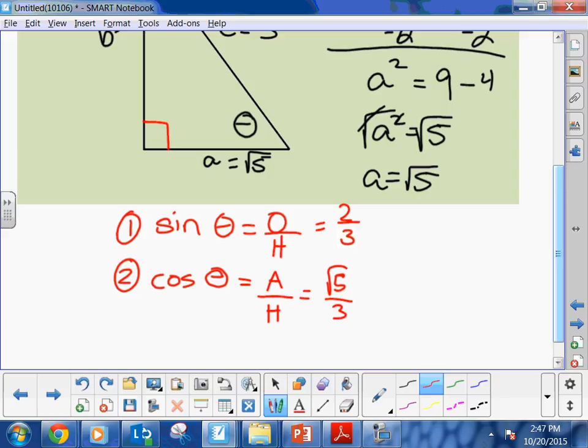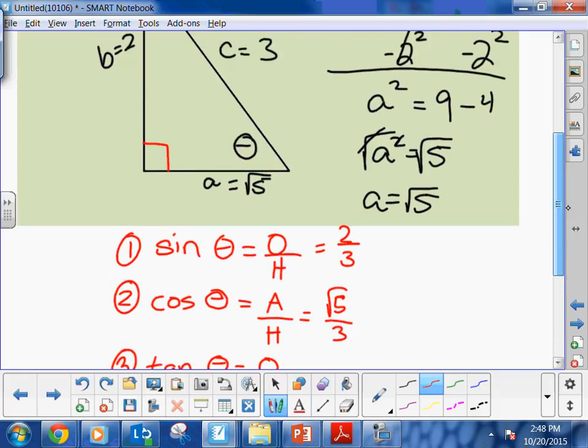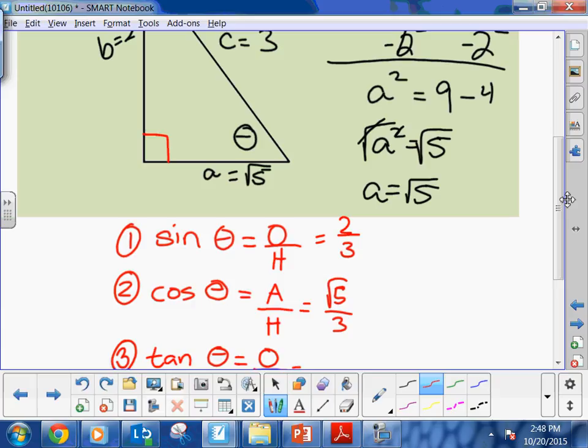Let's do the next one, the tangent. The third in the SOHCAHTOA part, the tangent of the angle, means we're going to have opposite over adjacent. From this angle, the opposite would be 2, and the adjacent would be the square root of 5.